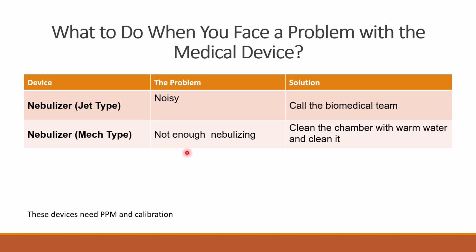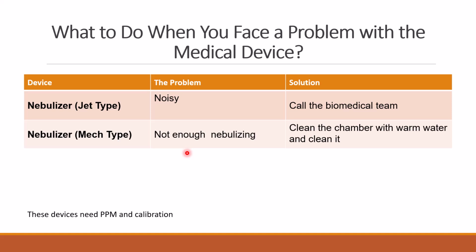Here we have the nebulizers. A nebulizer jet type that you put on the table next to the patient, and you can't move it with you. We talked in the previous video about the different types of nebulizer machines.